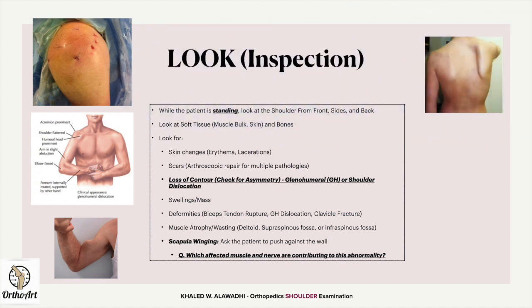Then you have a scapular winging evident by this area. So this is a scapula, the right scapula. It has weakening because of the scapular winging. The affected nerve is the long thoracic nerve. The muscle affected is the serratus anterior.